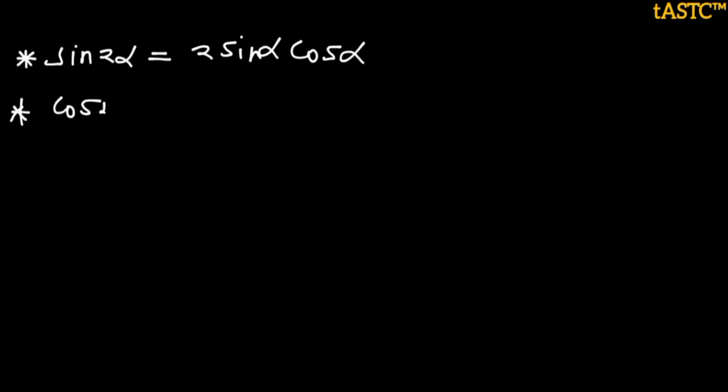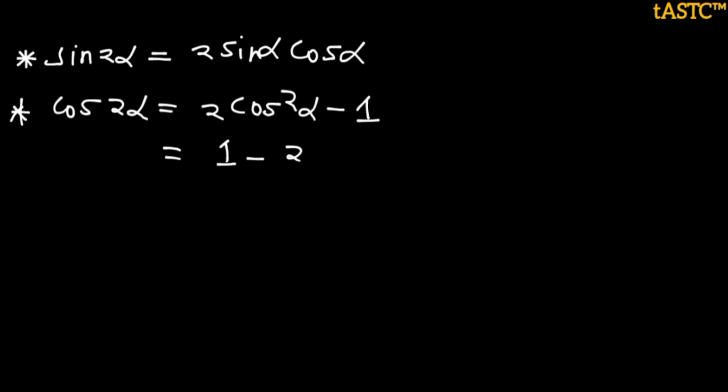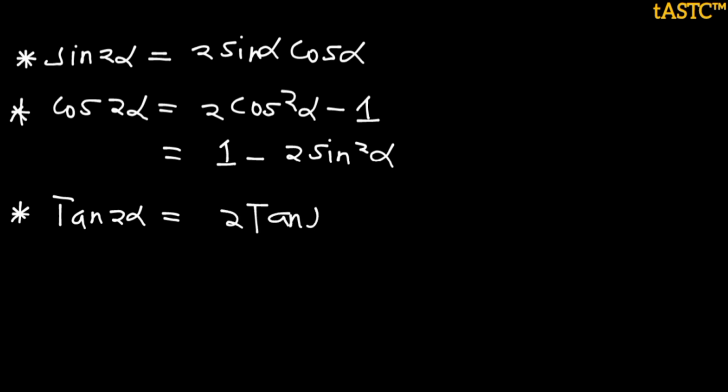Now, in the previous video, we had that sine 2 alpha gives you 2 sine alpha multiplied by cos alpha. And if you had a cos 2 alpha, that could give you two possible values: 2 cos squared alpha minus 1, or 1 minus 2 sine squared alpha. And if you had a tan 2 alpha, that is equal to 2 tan alpha divided by 1 minus tan squared alpha.